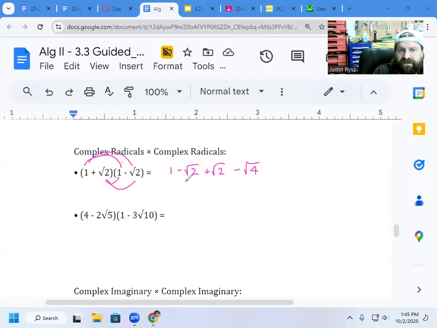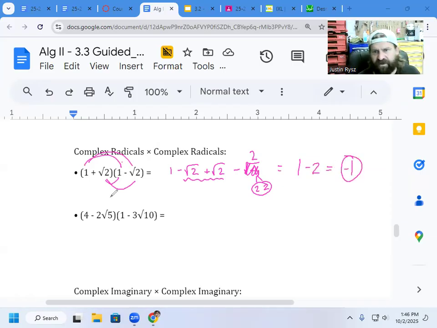Now, if we have any like terms, we can combine them, or we should break them down too. Let's actually break this down. That's 2 times 2. So really, square root of 4 is just regular 2. So this becomes a 1. And then the negative radical 2 and the positive radical 2 cancel each other out. We get 1 minus 2, which is going to be a -1. So these two complex numbers, if we multiply them together, become something pretty simple.